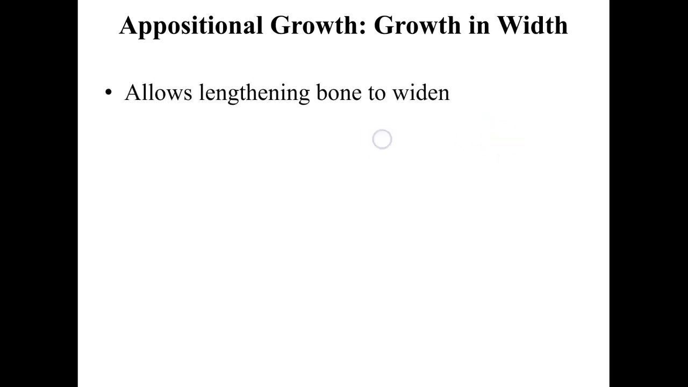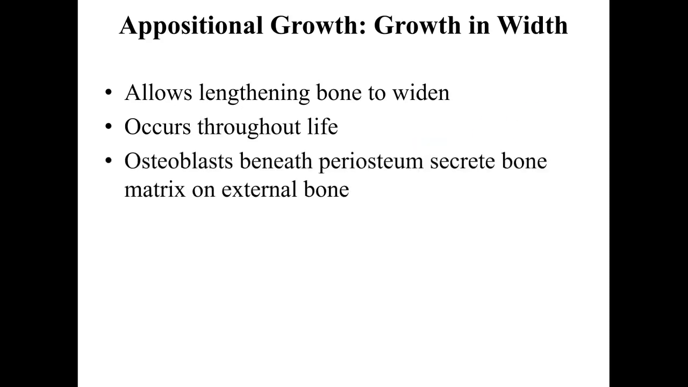Appositional growth is going to be another type of growth. That's going to be the growth in width, not in length. So this is going to allow bone to widen. This occurs throughout your life, and it doesn't just stop when your growth spurt stops. So osteoblasts here are going to be beneath that periosteum, and they're going to secrete bone matrix onto the external bone. So they're building up that bone from the outer portion of the bone.